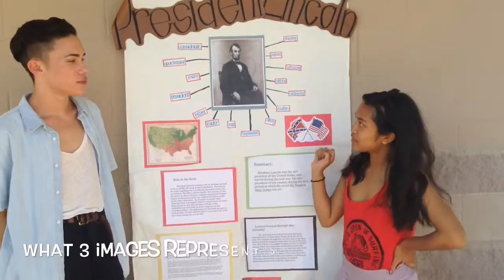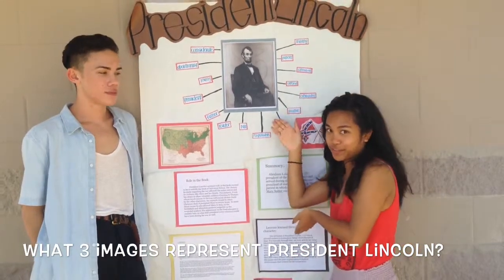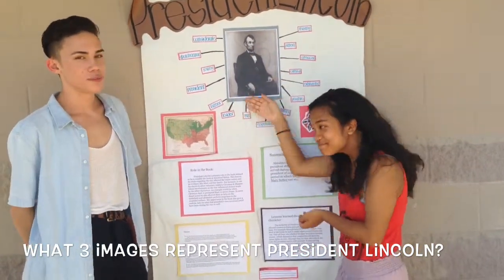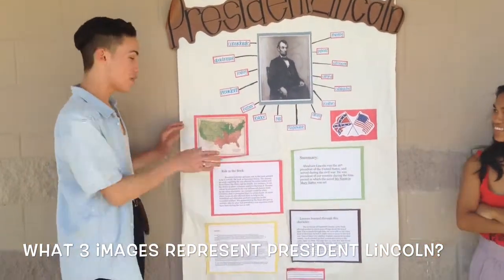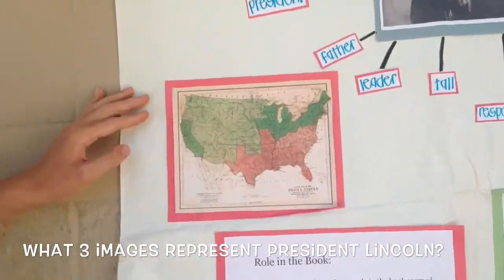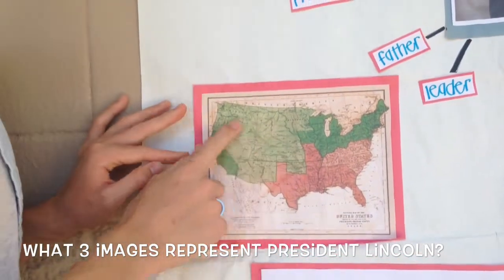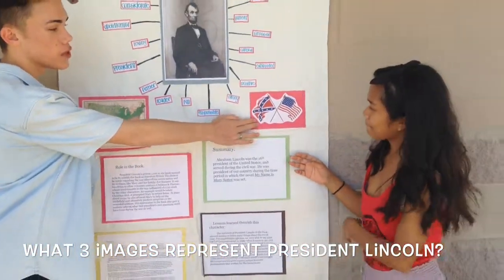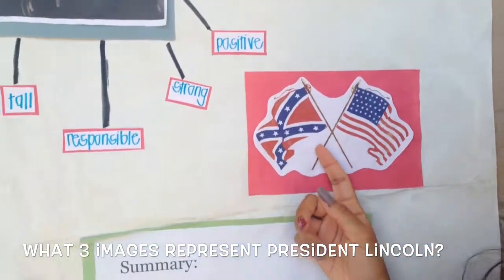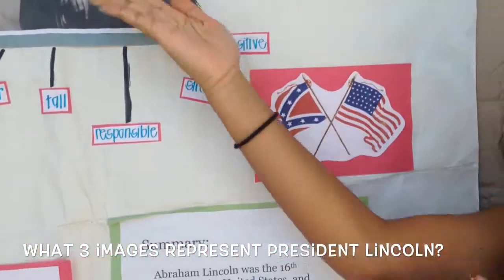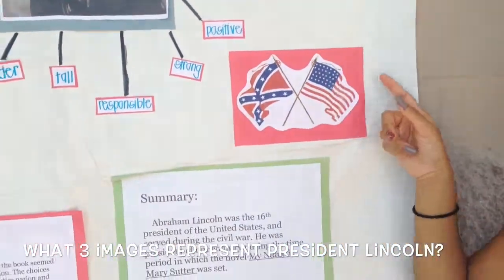The images that represent President Lincoln are, since he was an actual person during the time, which makes him a historical figure in the book, we have the actual picture of him. And we have a map that represents the United States when he was leading as president, the red being the Confederate and the green being the Union, and these were unclaimed at the time, which leads to the two flags. This flag represents the Confederacy, which are the red states, which wanted to keep slavery, which, since Lincoln was an abolitionist, he didn't want to keep, so he became the Union, which separated, and this is the flag that represents the Union.